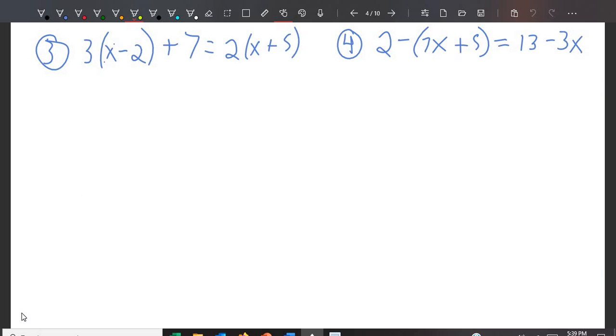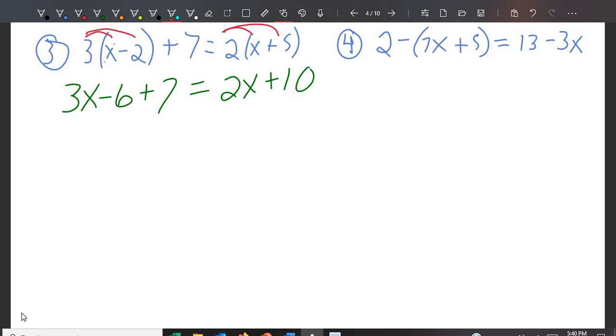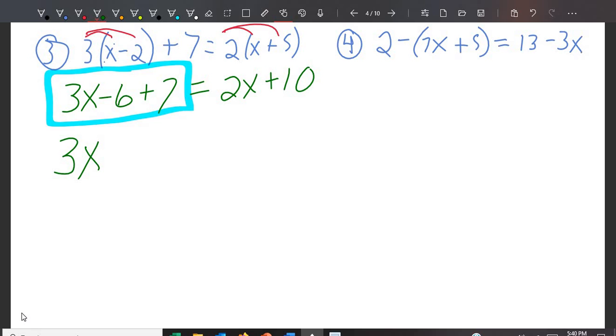Number 3, I've got parentheses on the left and the right side. What we have to do is the distributive property. So on the left we're going to get 3x minus 6 plus 7. On the right we'll get 2x plus 10. Now notice here there's more than 2 terms, so we have to simplify that. We got a -6 and a +7. When we add those together, we'll get a +1. 2x plus 10 on this side.